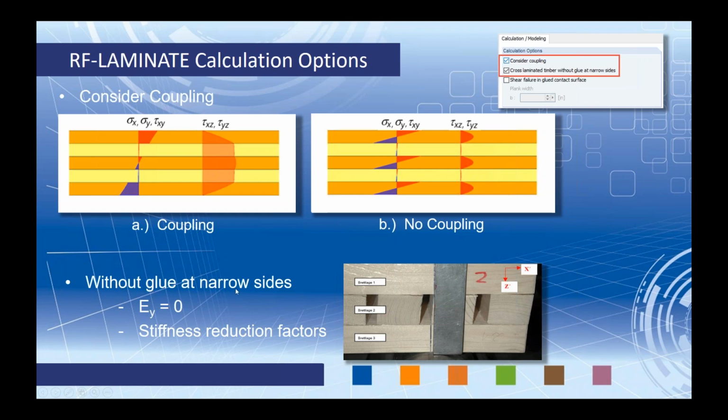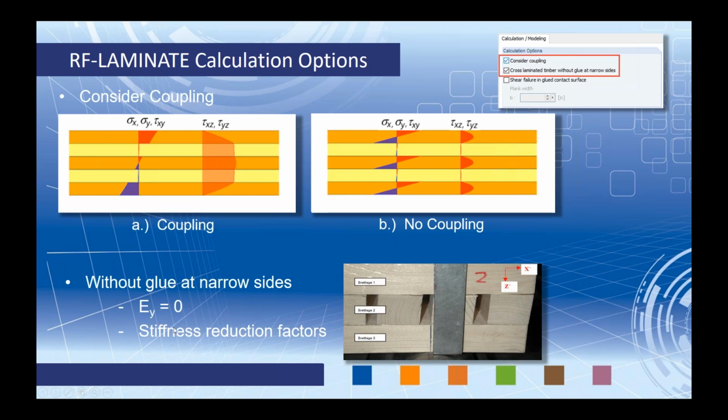Now the second option, without glue at the narrow side. This is a pretty exaggerated picture here, but each one of these layers is comprised of plank elements. You know, maybe these planks are 3 inches wide, 5 inches wide, whatever. So with these planks, they potentially could not be glued at the narrow sides. And like I said, this is an exaggerated picture, but this is what's going on. So when you have this option checked, we'll automatically set the modulus of elasticity in the local Y direction of the panel to 0. We're going to assume that you have no stiffness in that direction.